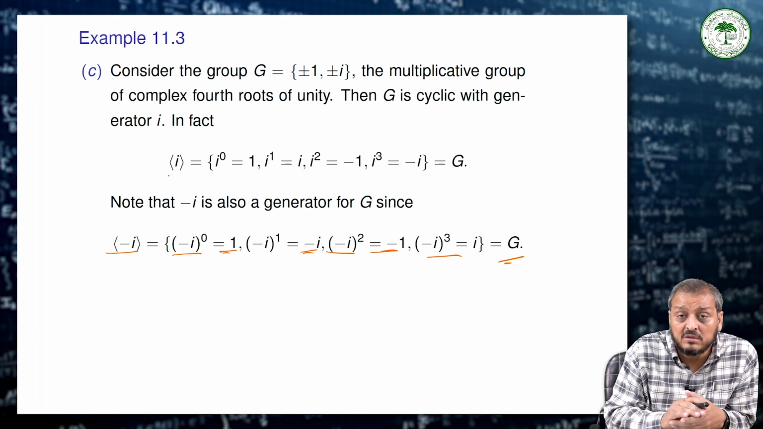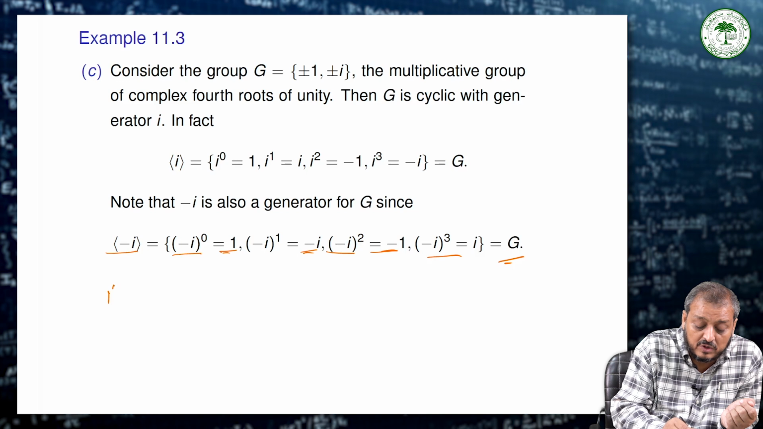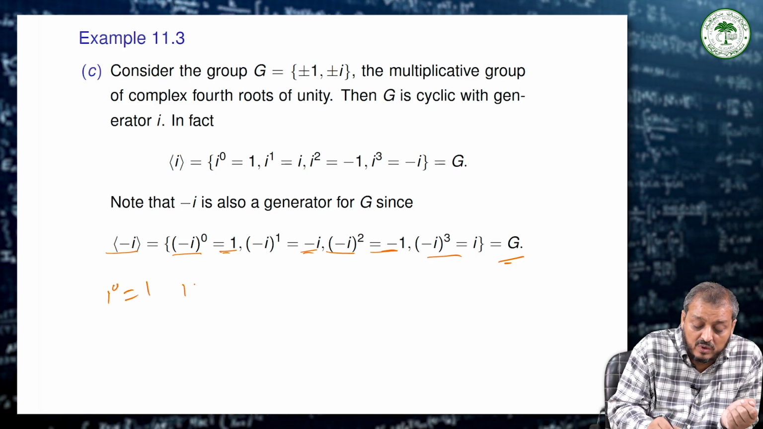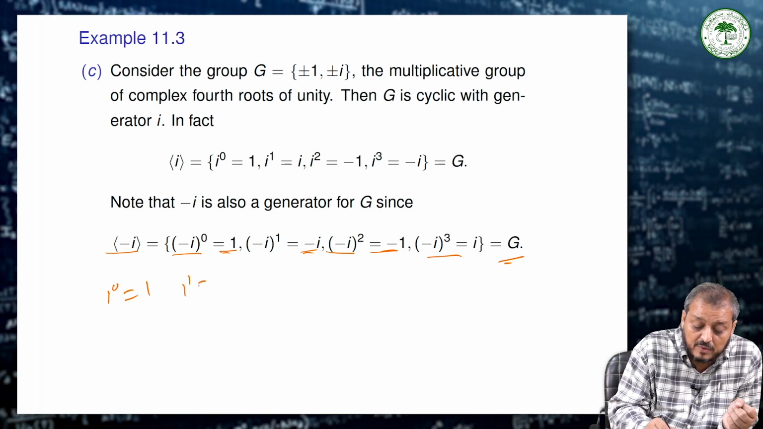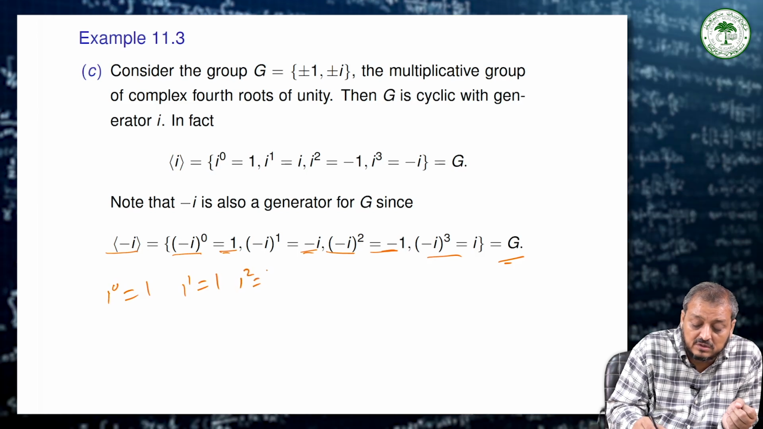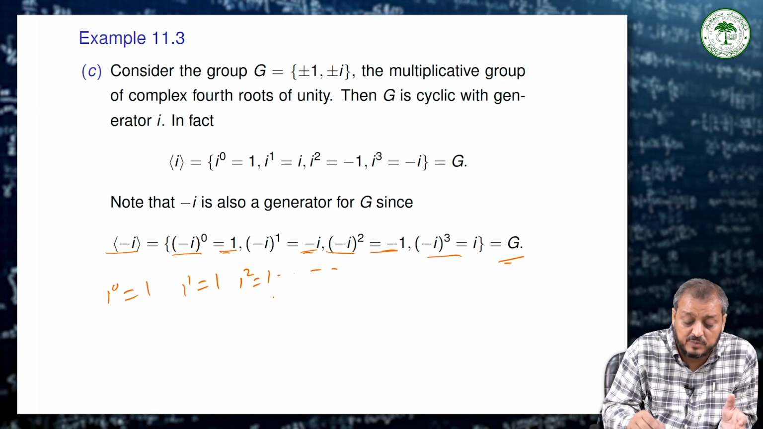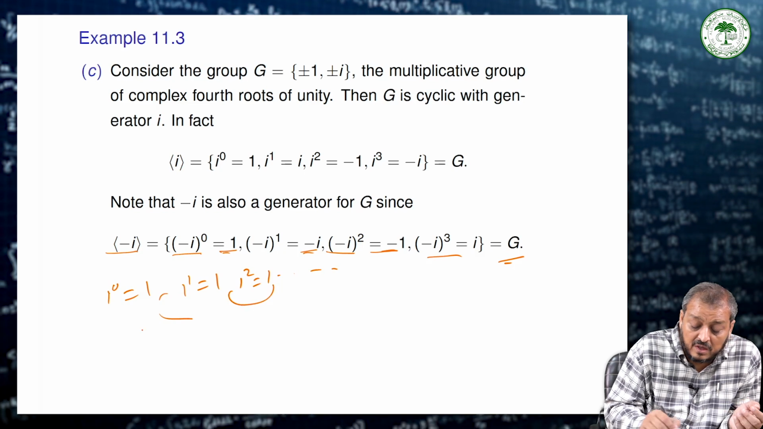Now we check whether 1 is possible as a generator. 1 to the power 0 is 1, 1 squared is 1, and 1 to the power n is 1 for all n. That means it is only repetition, and everything is equal to 1 there.